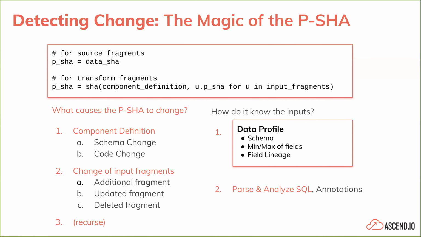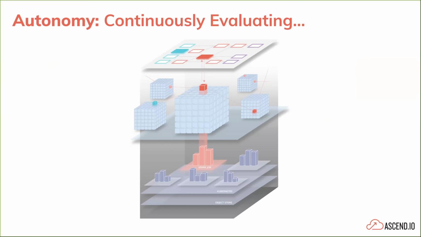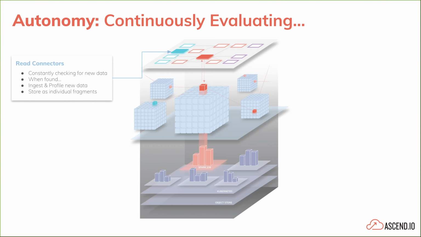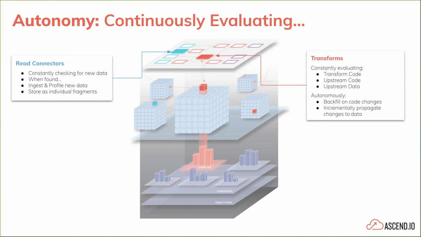And so as we think about the system, what needs to happen is it's just constantly evaluating. It's constantly looking at these PSHAs and figuring out, are any PSHAs out of date for what they need to be? And this turns out to be quite a simple yet elegant concept that we can apply to all the different kinds of components. When we're first ingesting, is there a new set of data? Okay, great, let's go ahead and create that as a new fragment. There's a new PSHA there. And for a transform, there's a new PSHA, so which downstream fragments does that affect? And go ahead and run and create the Spark job to fix that.